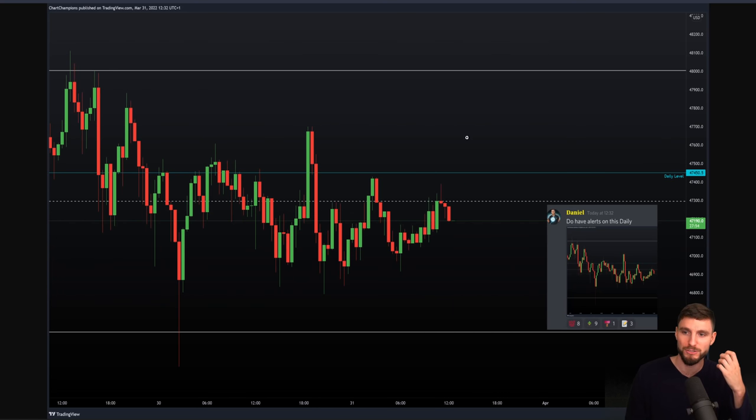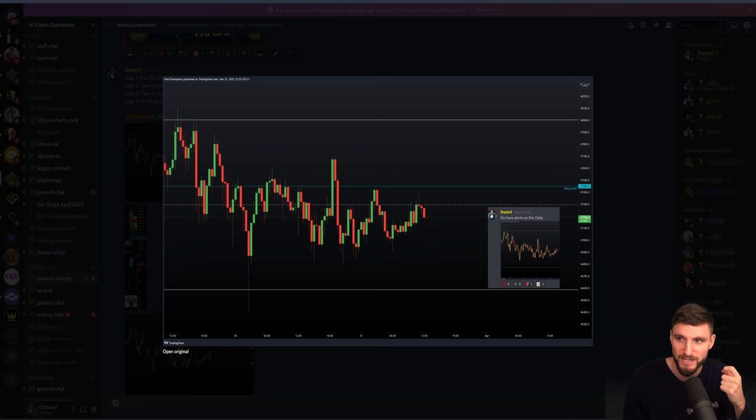If we clear the daily, we can look to the top of the range. If we end with a rejection, we got a lovely short trade, and yes, that is the short trade I'm still in right now.